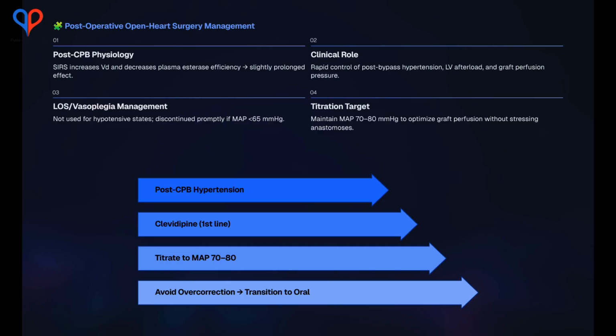However, in low-output syndromes or situations of elevated afterload, clevidipine allows the ventricle to eject more efficiently while maintaining coronary perfusion. Titration should aim to optimize perfusion pressures, targeting MAP 65 to 75 millimeters of mercury and wedge pressures below 18 millimeters of mercury, while monitoring for rapid hemodynamic shifts. In short, clevidipine gives post-op teams surgical-level precision in blood pressure control without lingering effects.